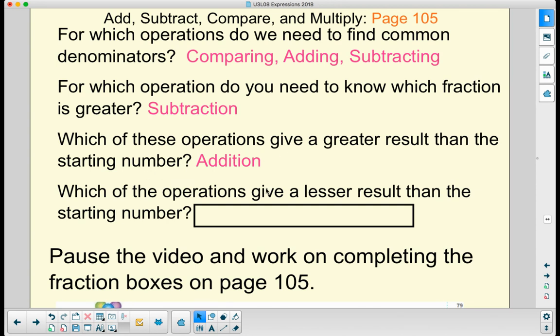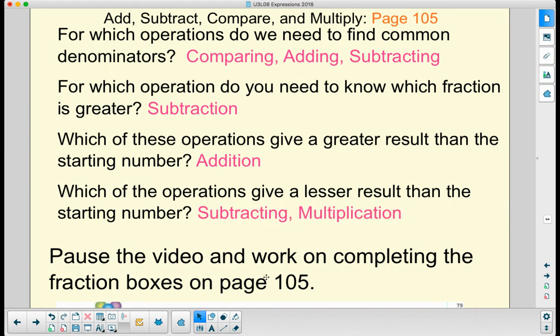But when we multiply fractions, we don't get something greater. 1/3 multiplied by 1/5 is only 1/15. That's less than them. Which of the operations gives a lesser result than the starting number? I kind of told you that a second ago, but also subtraction, right? Subtraction and multiplying. Yes, subtraction because you're taking away from the starting fraction, so it's going to get less. And multiplying because you're taking a fraction of it. You're taking less than a whole part of it.